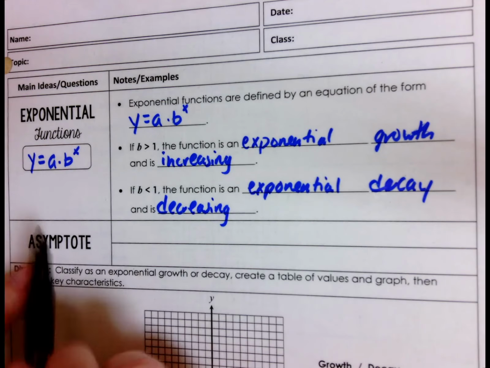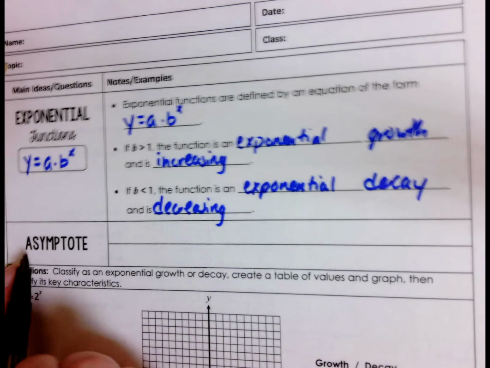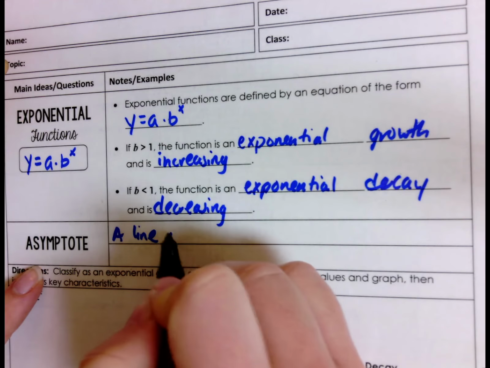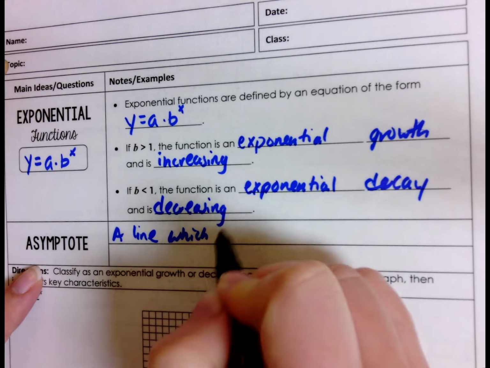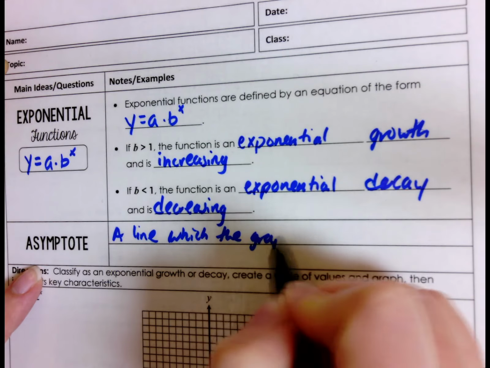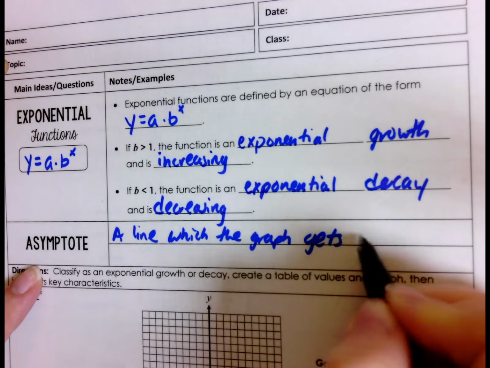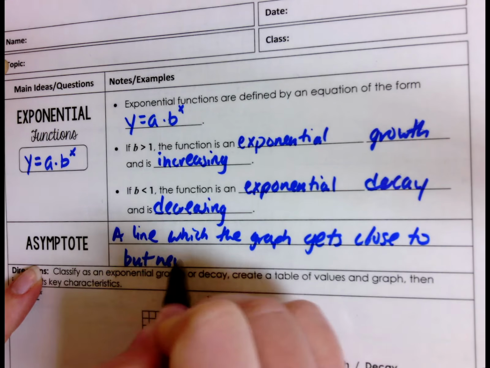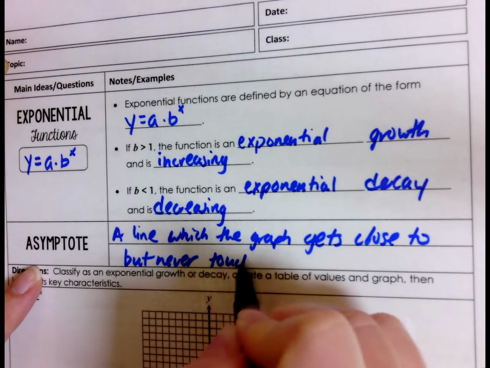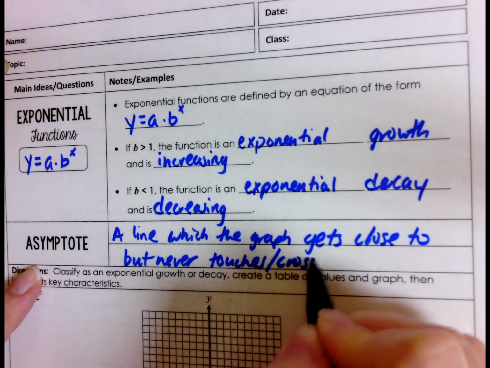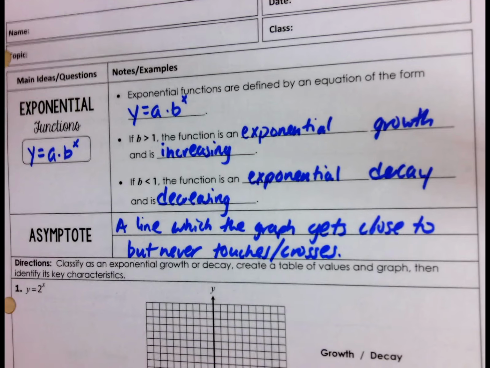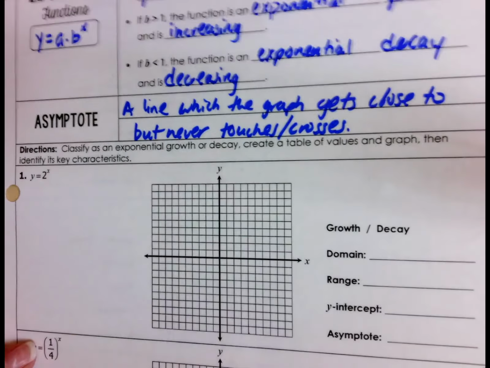Now, there's another term that we have discussed in class before, called an asymptote, and it is a line which the graph gets close to but never touches or crosses. Okay, so we're going to walk through a few examples of what these look like. So we're going to start with number 1.